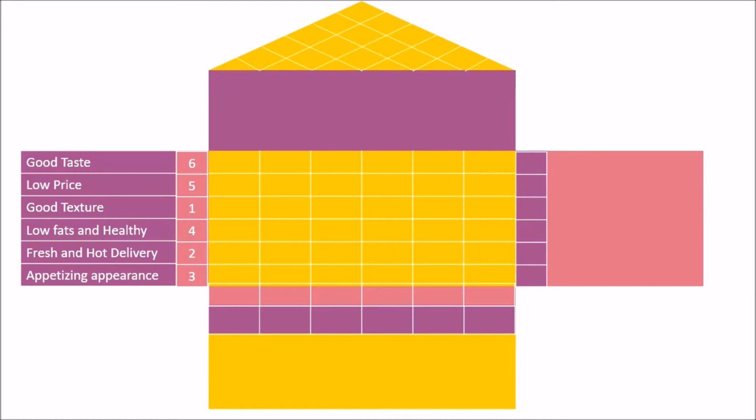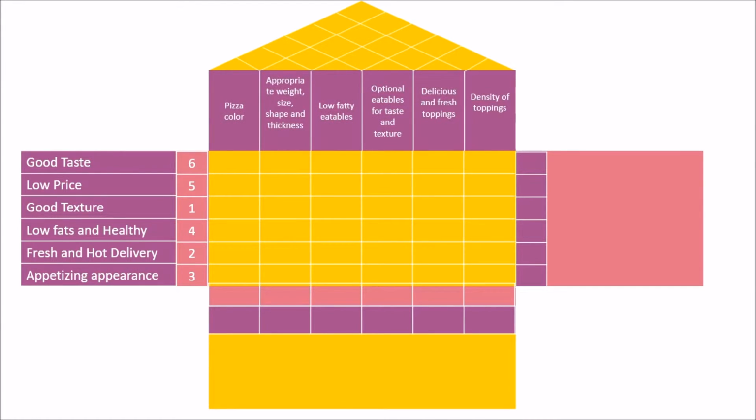Now on the top we are going to have our hows, which are: the first one is pizza color, the second one is appropriate weight, size, shape, and thickness, then low fatty eatables, optional eatables, delicious and fresh toppings, density of toppings. Now it is not important to have equal numbers of hows and whats. You can have 4 hows for 6 whats. It is up to you.